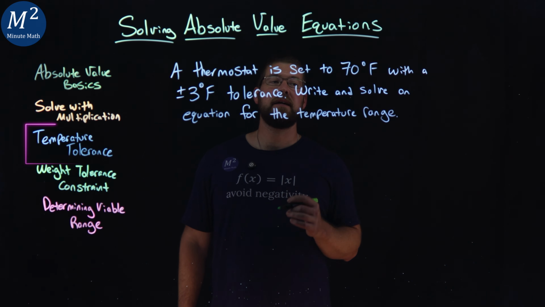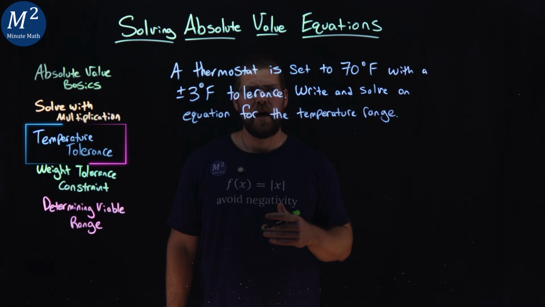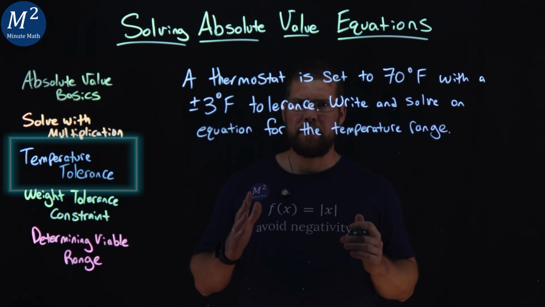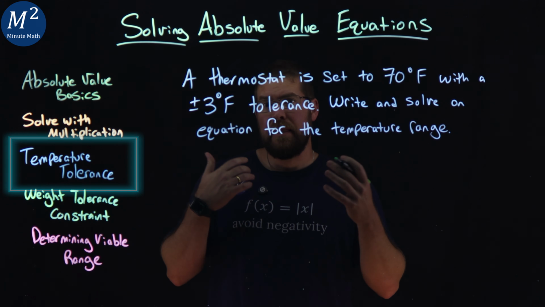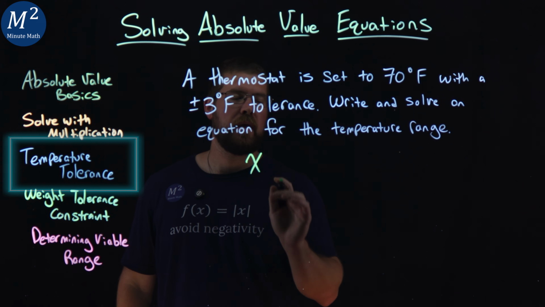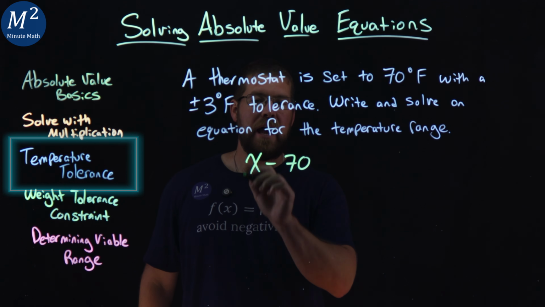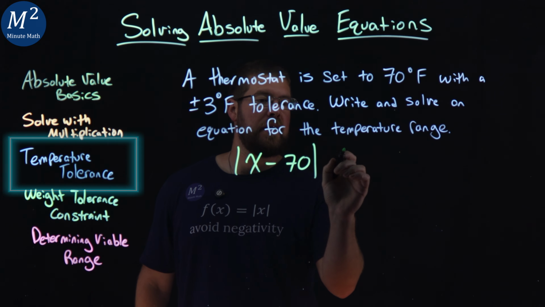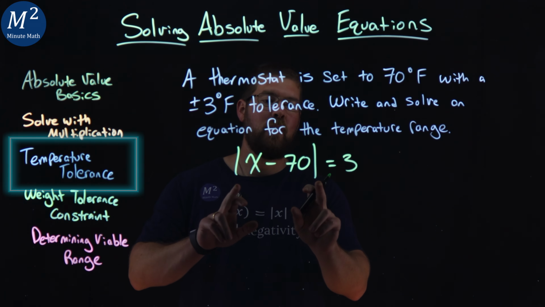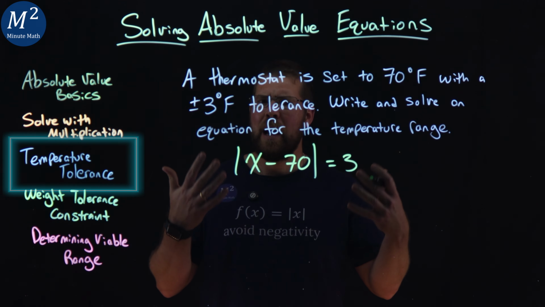A thermostat is set to 70 degrees Fahrenheit with a plus or minus 3 degree Fahrenheit tolerance. Write and solve an equation for the temperature range. Okay, let's let x be any temperature that this thermostat can be set at. We know when we subtract 70 from that, and we take the absolute value of that subtraction, that's going to give us that 3 range. Now it's plus or minus, but we know when we separate this, we're going to have that plus or minus there. And so this is how we can set up our absolute value equation.